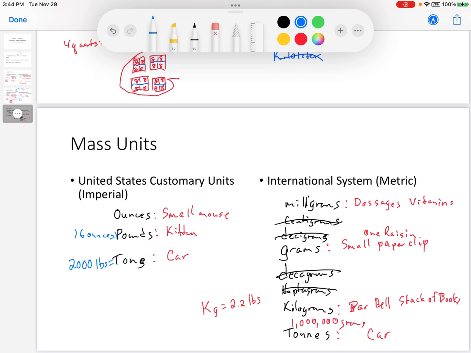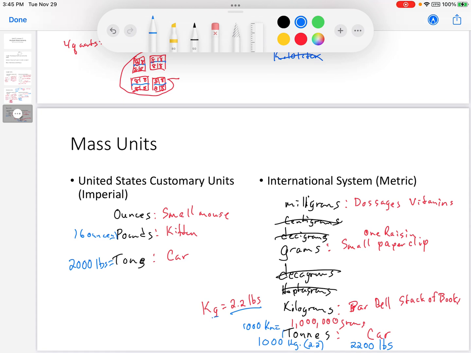Okay, for mass units, 16 ounces makes 1 pound, and 2,000 pounds makes 1 ton. Now remember how I said that a kilogram is 2.2 pounds? Well, a metric ton, or long ton, is 1,000 kilograms, and if each kilogram is 2.2 pounds, that's times 2.2, and you get 2,200 pounds. So you see how they're actually very similar amounts. 2,000 pounds, 2,200 pounds, very similar amounts.